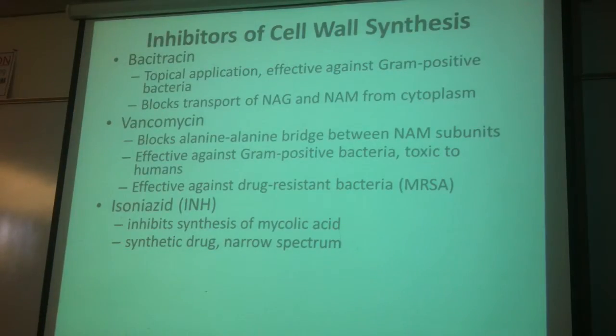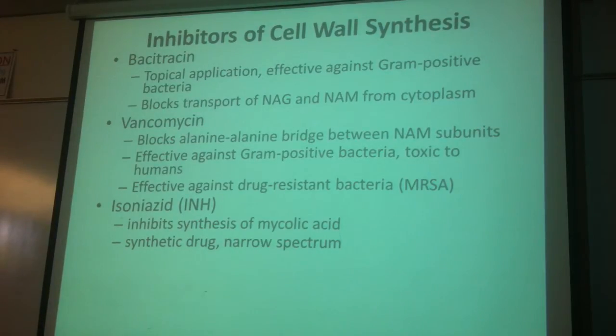Inhibitors of cell wall synthesis. So, we talked about messing with the integrity of the cell wall. You can also prevent the cell wall from actually ever being made. And so you have bacitracin, a topical application that's effective against only gram-positive bacteria. This will block the transport of the NAG and the NAM from the cytoplasm. Or you can have vancomycin, which blocks the alanine-alanine bridges between the NAM subunits. So this is again only against gram-positive.